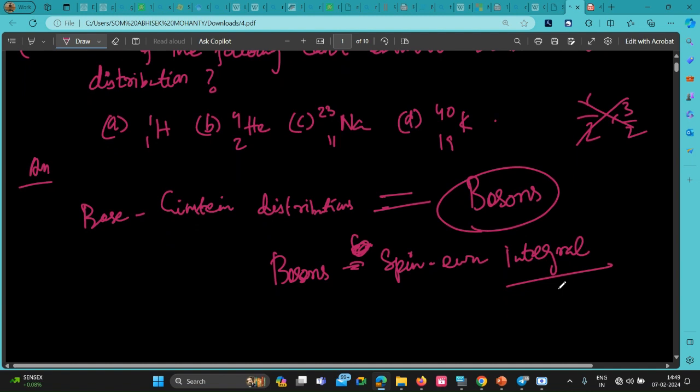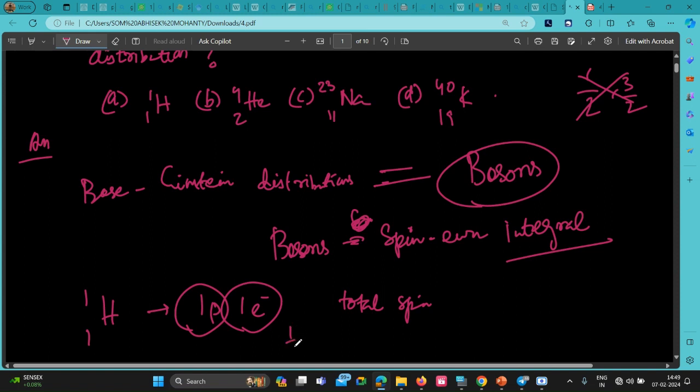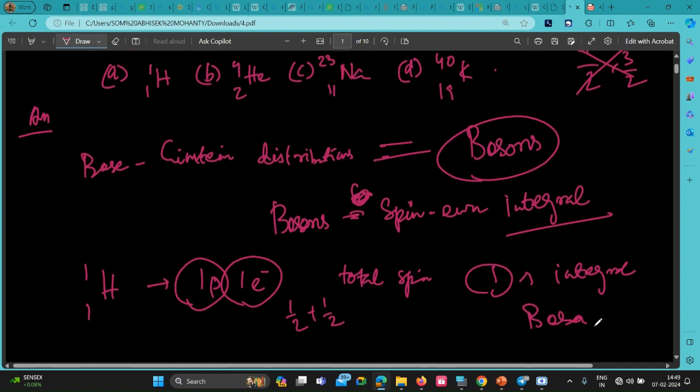So here, in hydrogen there is one proton and one electron, right? So one proton, one electron. The total spin will be what? Half plus half, right? Total spin will be one. So integral value. That means it's a boson.